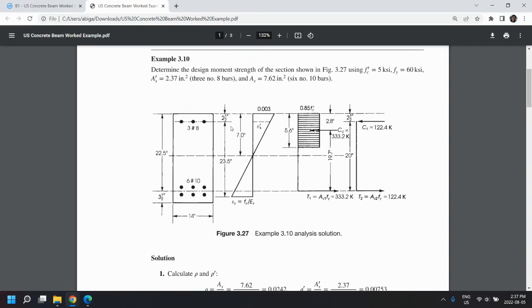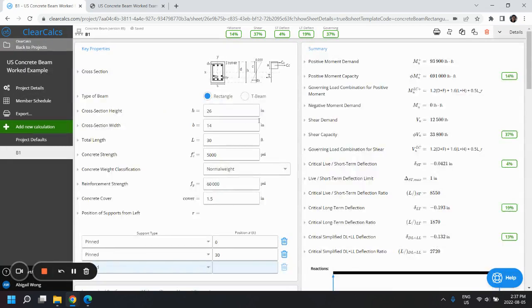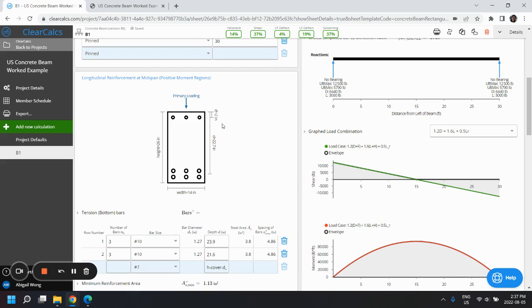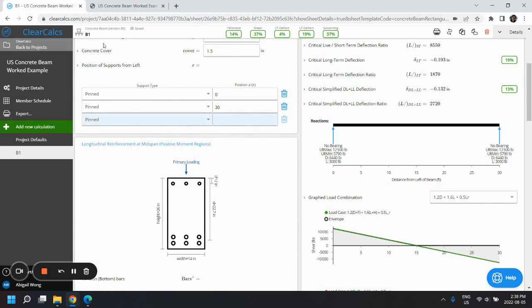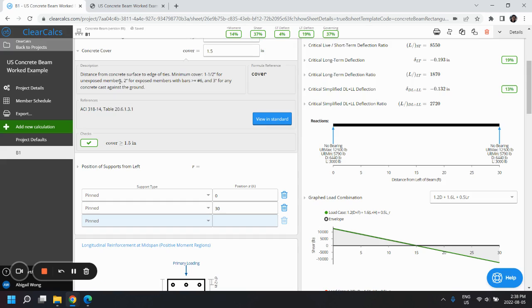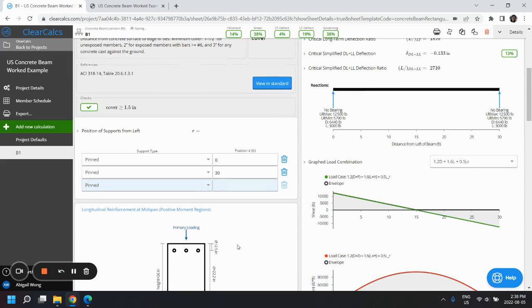They have an effective depth to the top compressive bars of 2.5 inches, and to the bottom bars, they have 22.5. So in ClearCalcs, we have 2 inches and 22.7. So we can change the concrete cover. This is the distance from the concrete surface to the edge of the ties. So it has to be greater than 1.5 inches, and currently we're at 2. So let's change our cover to 2 inches so that our effective depth is now 2.5 inches.